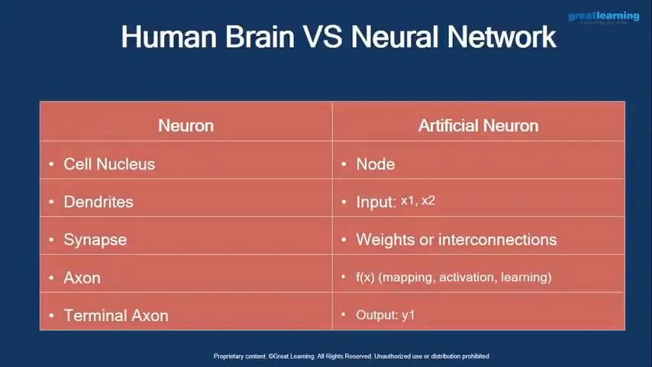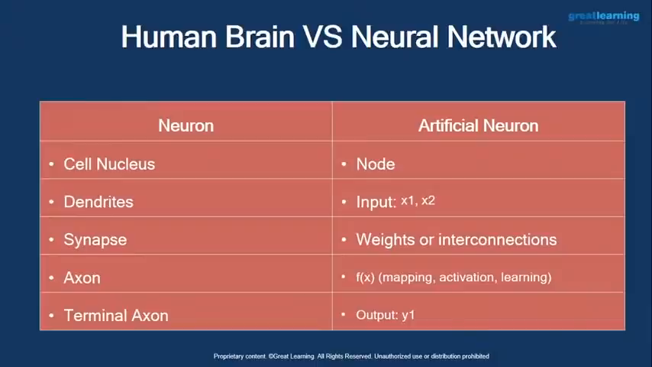Now we have the axon in our human brain. In the neural network there is mapping, activation and learning. Lastly we have the terminal axon, and for the artificial neuron we have the output layer. If you have any doubt, I know it's quite an uncommon topic, but just let me know. I will help you out and try to clear those up.